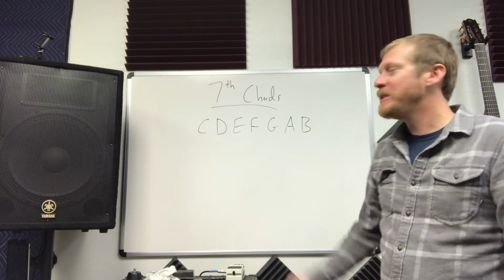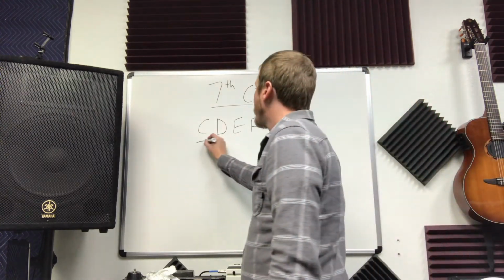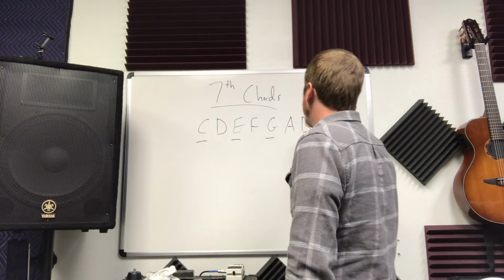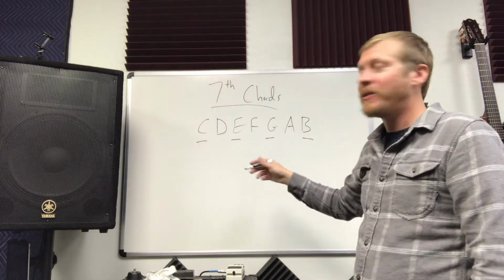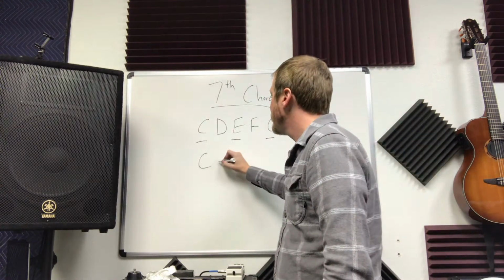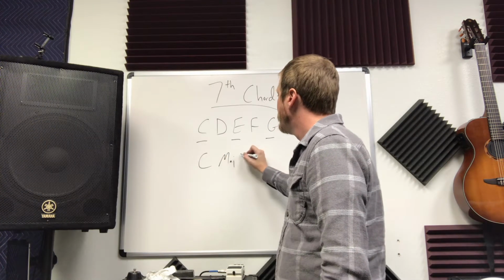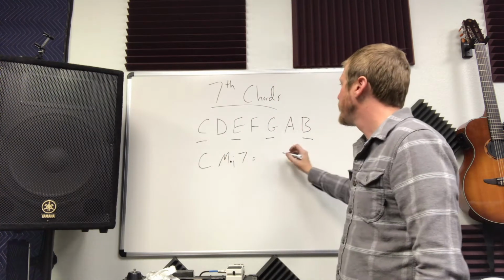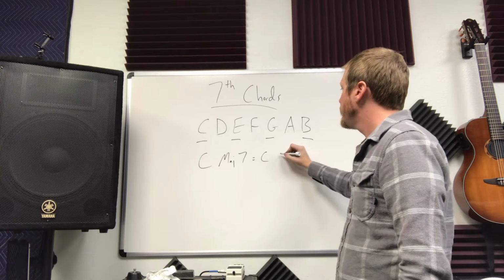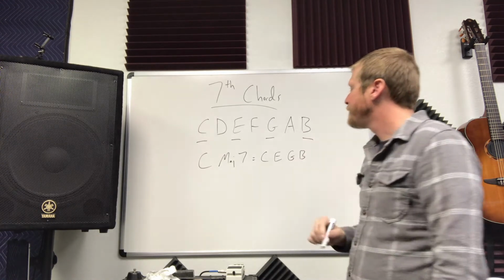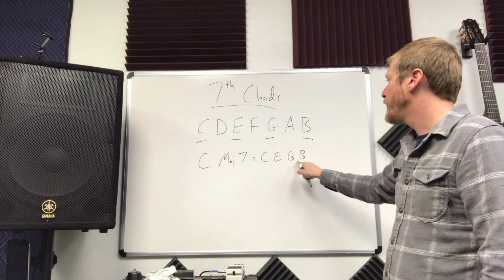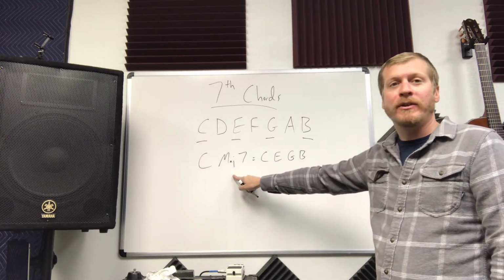Okay, and so if we take the C major scale again, and we build our chord off of every other note of the scale, this actually equals a C major 7 chord. So we have a C major 7. All right? So the notes for that are C, E, G, and B. So these 4 notes right here spell out the C major 7 chord.